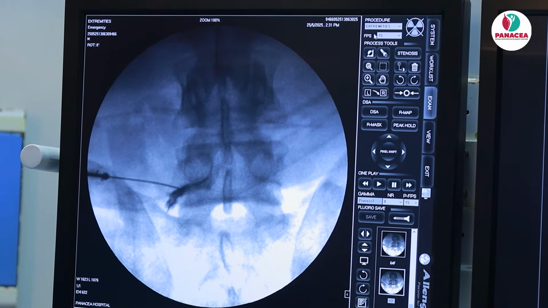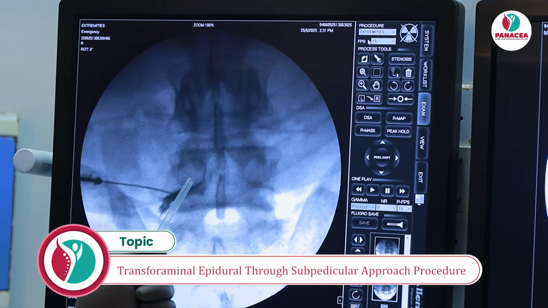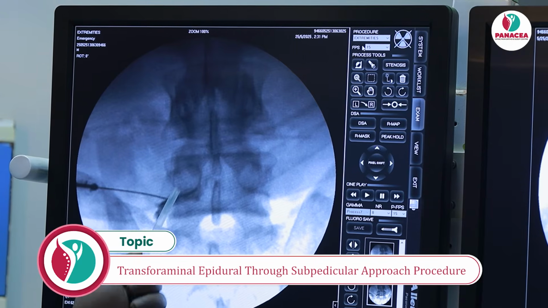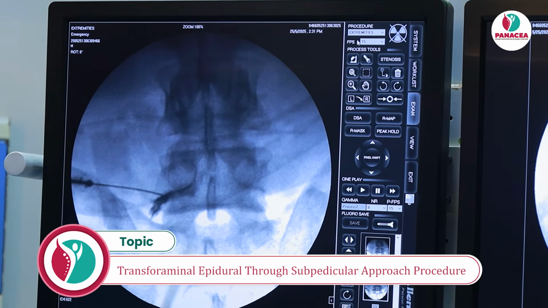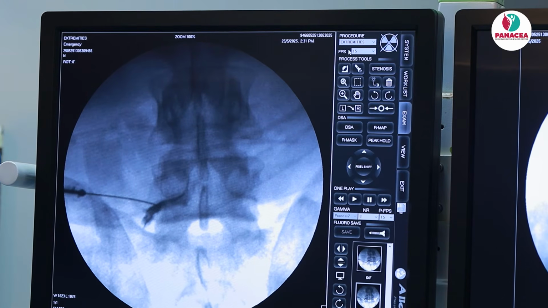And in AP what you have to see is the needle should never go beyond the middle part of the pedicle. If your needle has breached the middle or medial part of the pedicle, it means that there is a probability that your needle can be in the intrathecal space.